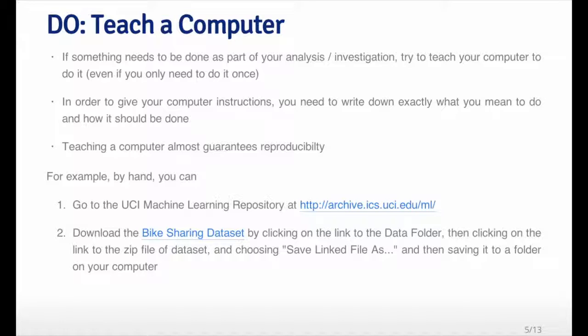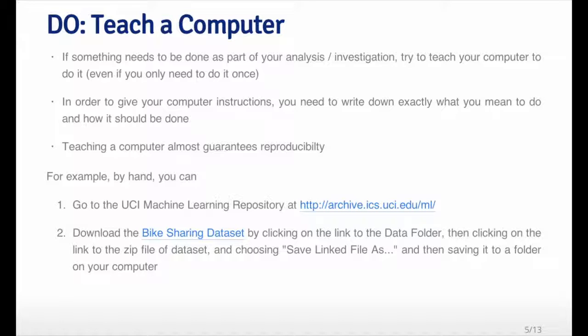As a quick example, something very common that you'll have to do in most projects is to download some data, and this data might be available on the web. For example, you might go to the UCI Machine Learning Repository website, and then go to the bike sharing data set. You click on the bike sharing data set web page, you click on the data folder, and inside the data folder there's a link to the zip file which contains the data set.